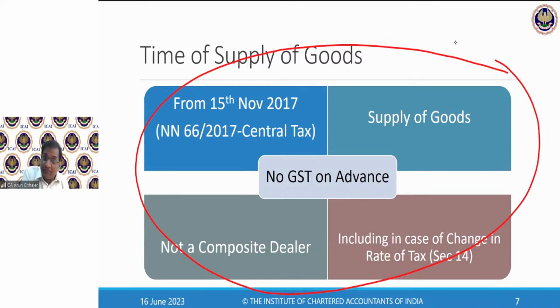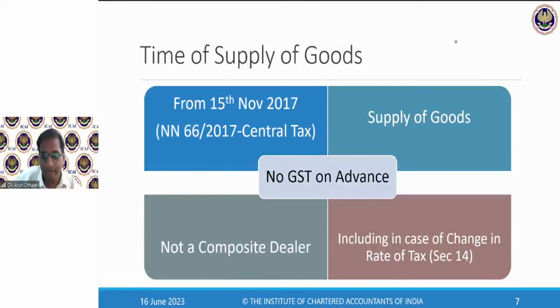So my question was, is there any situation wherein a supplier of goods under forward charge needs to pay the GST on advance? The answer would be yes. When? If I am registered under composition category. Varsa has asked the question, in case of the composition, GST needs to be paid. Absolutely correct, Varsa.